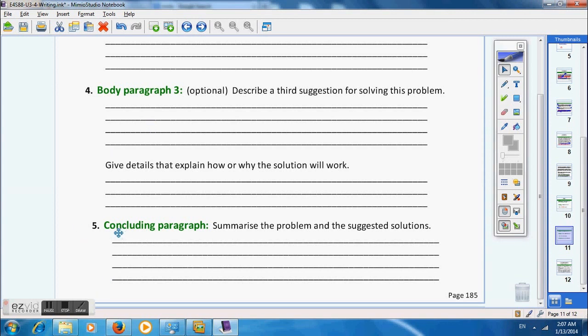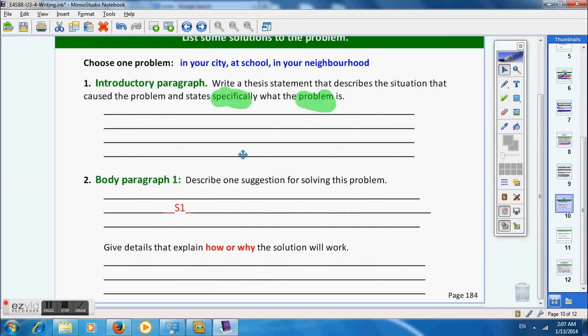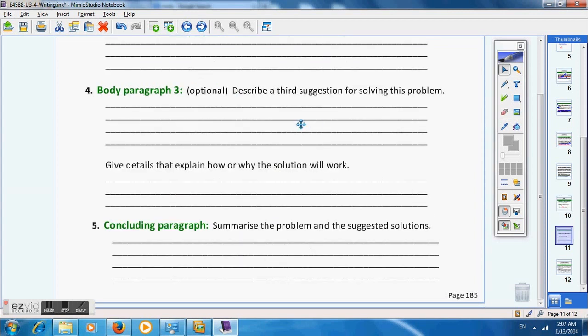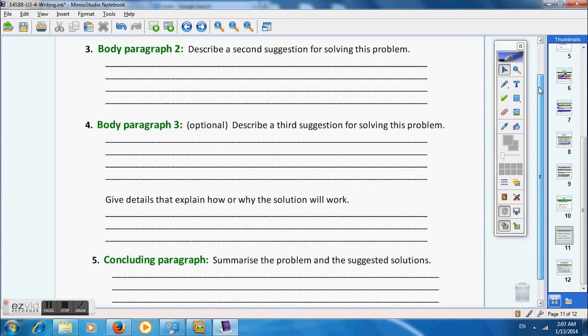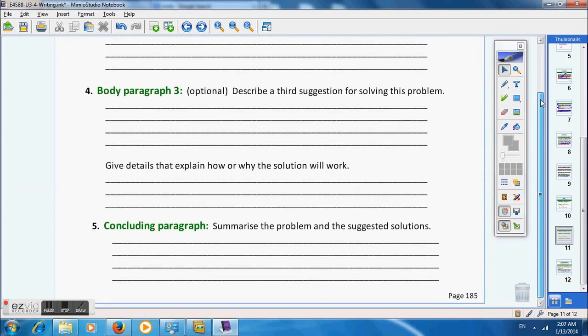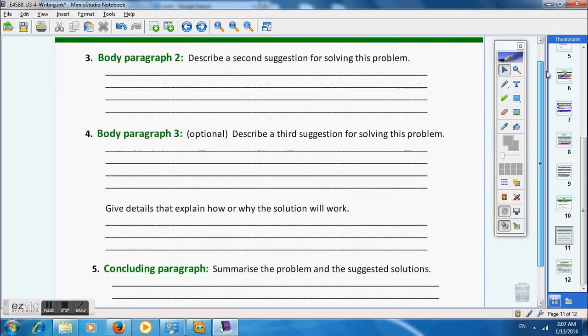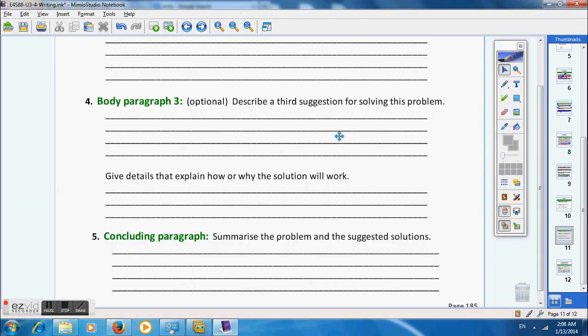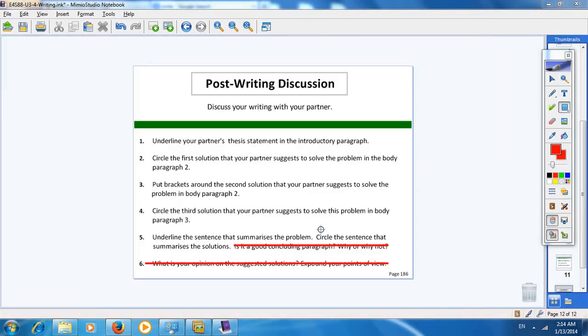And the last one, you have to summarize the problem and the suggested solutions. That'll be your concluding paragraph. So if you have 3 solutions, then you have 1, 2, 3, 4, 5 paragraphs. But if you only have 2 solutions, then you have 4. Okay, please pause the video and write. After writing, let's discuss your work.